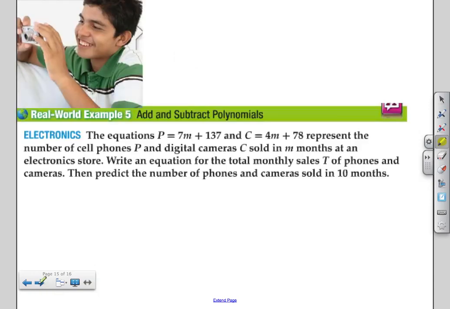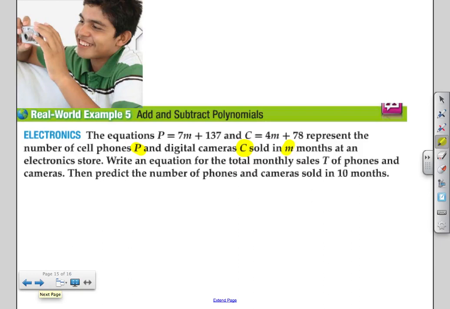And we have a real world problem. How exciting. Oh, you should see the faces, guys. Mary Elena just made the most awful face. All right. The equations P equals 7m plus 137 and C equals 4m plus 78 represent the number of cell phones, P, and the number of digital cameras, C, sold in M months at an electronics store.